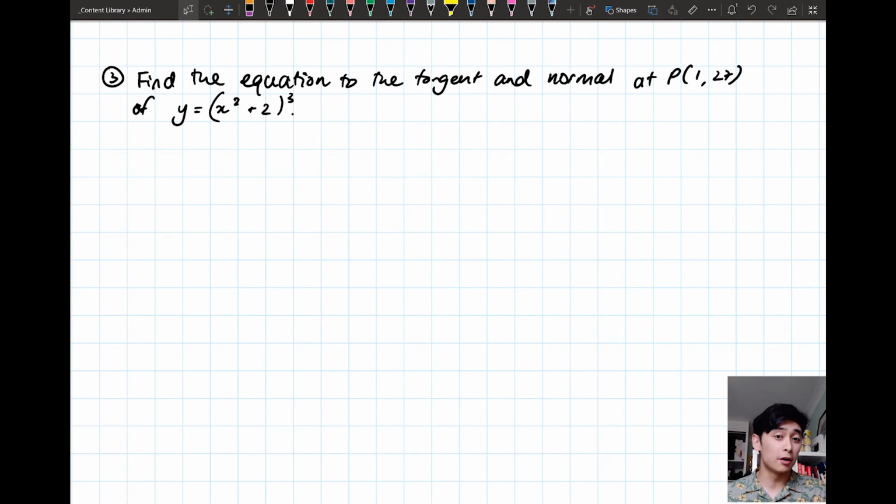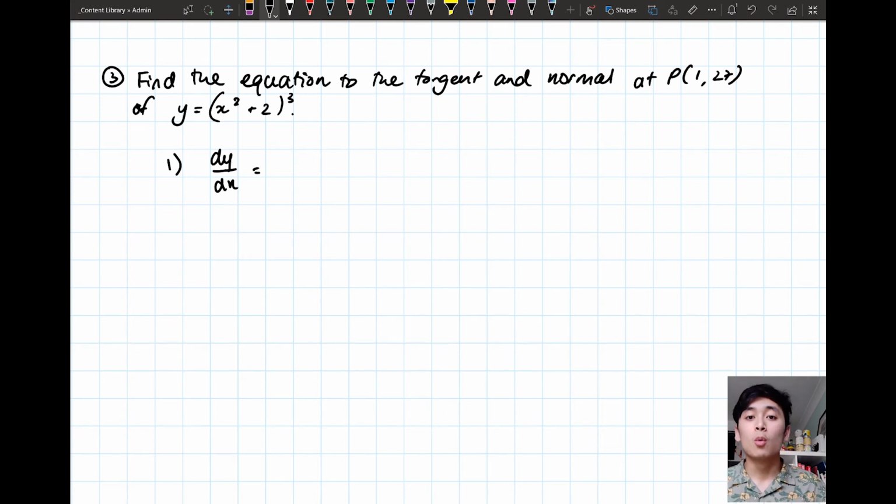Now notice for both of them, the first step and the second step are very similar. So I'm going to do the first step together. Here, we're going to differentiate. I'm going to find dy on dx is equal to... Now notice here, what type of function do we have? We have a function within a function.